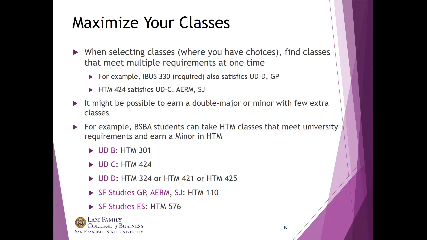If you're especially strategic about it, you may be able to earn a minor or even a double major with very few extra classes. Earlier, I mentioned the example of Finance and DS. Another example, if you take your upper division GE classes and your SF State Studies classes in HTM, you can simultaneously earn an HTM minor. The same may be true for other majors, perhaps even outside the College of Business.